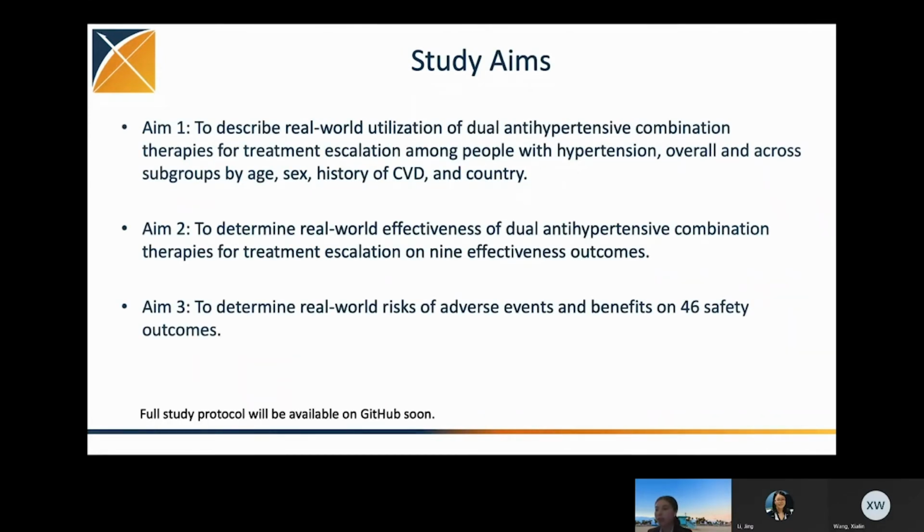Aim 1 is to describe real-world utilization of dual combination therapy for treatment escalation among people with hypertension, overall and across subgroups by age, sex, history of cardiovascular disease, and country. Aim 2 is to determine real-world effectiveness of dual combination therapy on 9 effectiveness outcomes. And Aim 3 is to determine the real-world risk of adverse events and benefit on 46 safety outcomes.